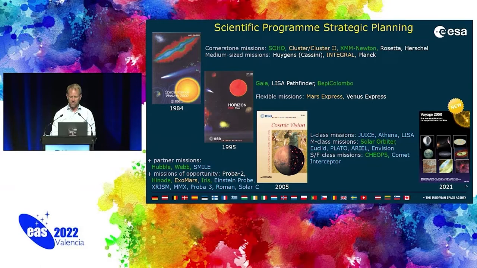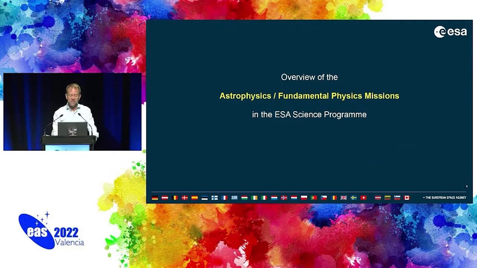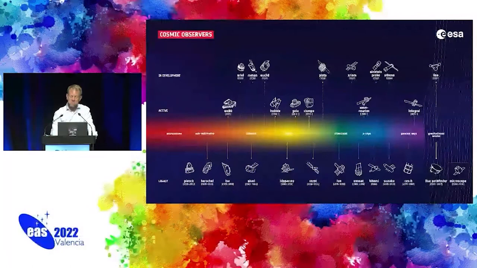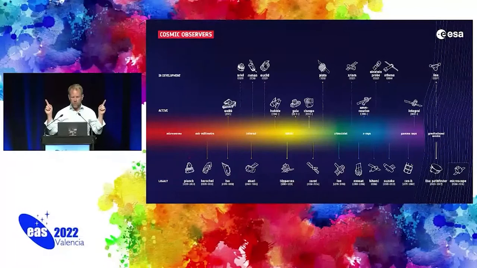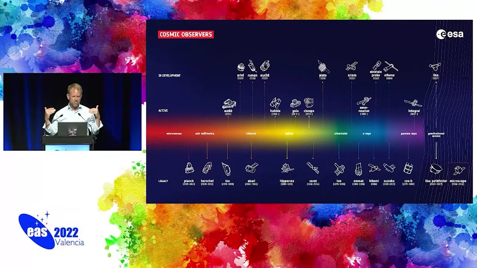So I'm going to give you a quick overview of the missions that we're currently flying in astrophysics, fundamental physics, and physics missions. This is just the one graph. You've probably seen that. You can get the postcard of that at our booth. When you see a mission that's in the top row, it means that it's in the study phase or in the development phase. So these are the ones we are preparing and which are actually going to be launched maybe in a year or say in the next decade.